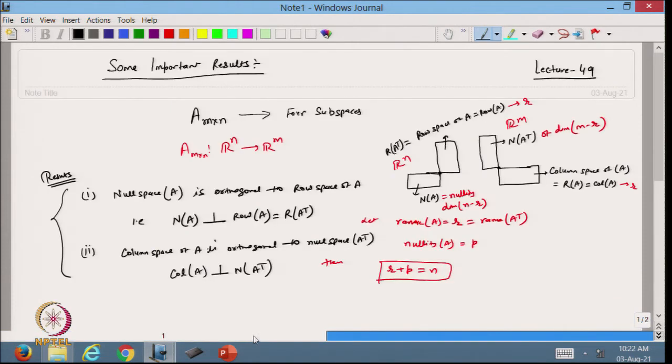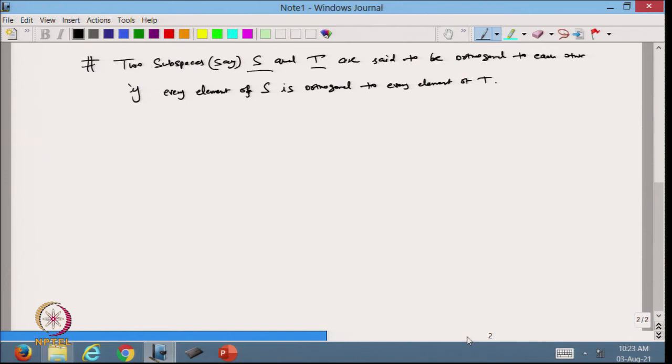In this case we know that these are subspaces, because the null space is a subspace and the row space is a subspace. So these subspaces are orthogonal to each other, meaning each and every element of the null space is orthogonal to each and every element of the row space. The similar case is here. So let us prove this one.